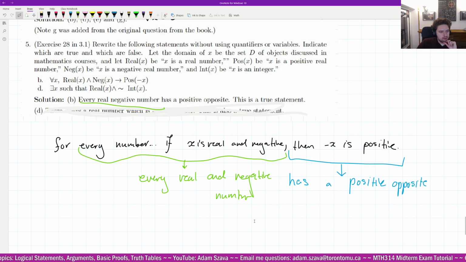When I answer this, I say for every object discussed in mathematics courses, if it is a real and negative number, then its negative will be positive. Yeah, it doesn't actually say that x is. Oh, sorry, no. Let the domain of x be the set D. Okay, yeah, I saw that. For a second, I didn't see it here. It says the domain of x is the set of all these objects. So you correctly identified that. So, yeah, that's fine too.